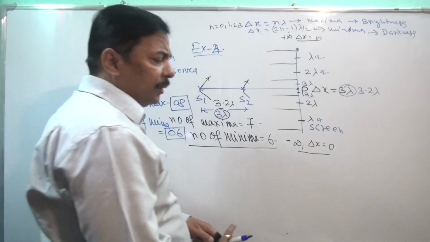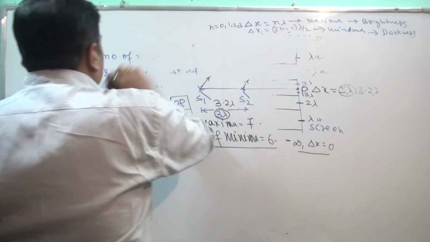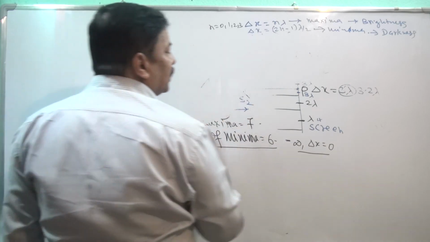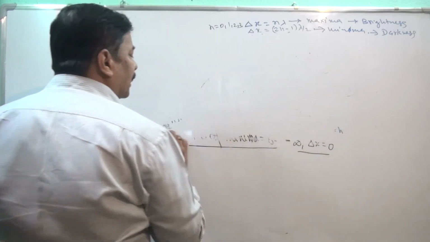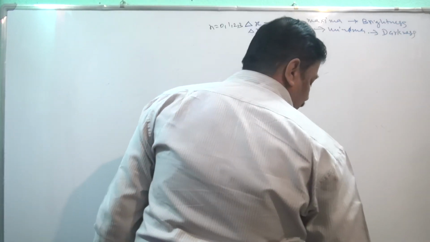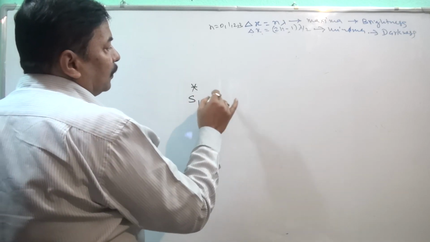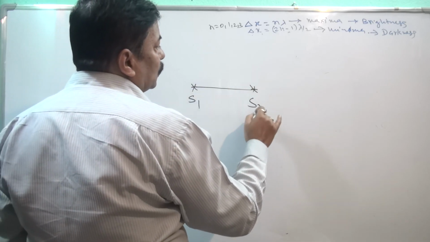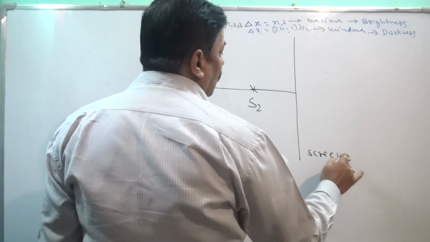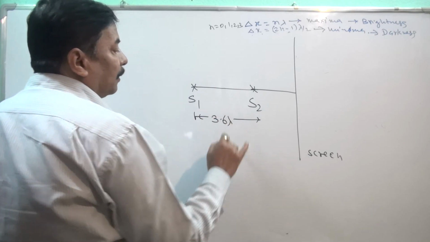Now the same question, I am trying to change it by some new data, and that data will tell you, suppose here the same question is there, S1, S2, here is the screen, but this time the distance is 3.6 lambda.